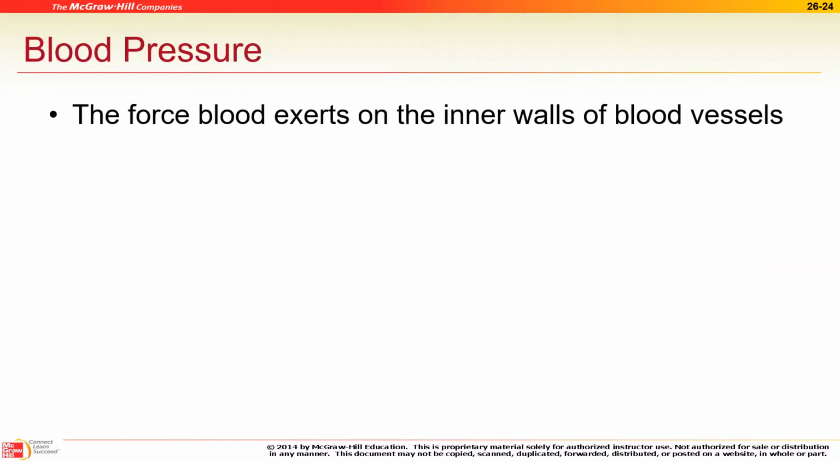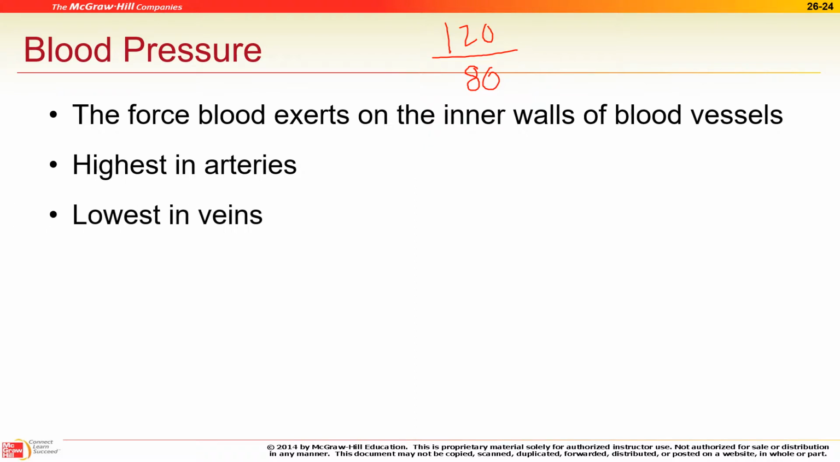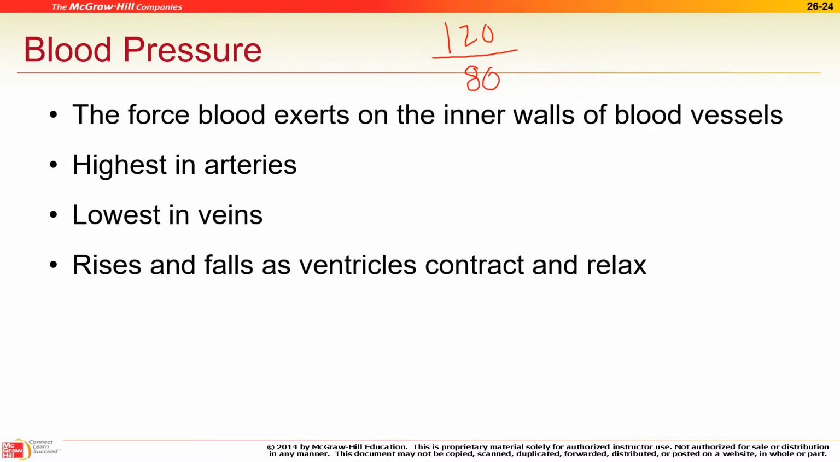What is normal blood pressure? 120 over 80. All right, so the top number is the systolic. The bottom number is diastolic. So when your heart is in systole, it's contracting. When your heart is in diastole, it's relaxed, right? The ventricles are relaxed. So ventricles contract, systole. When they relax, diastole.